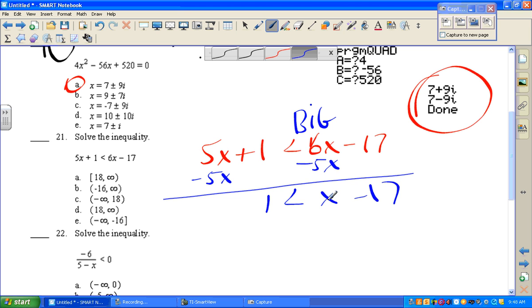That way you rarely, if ever, have a negative in front of your x when you have to flip the sign.